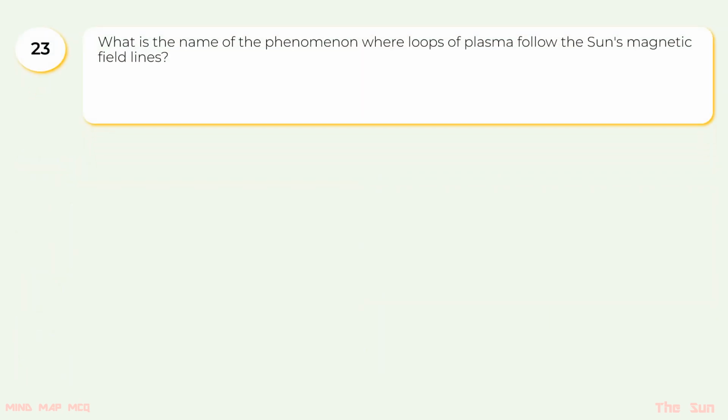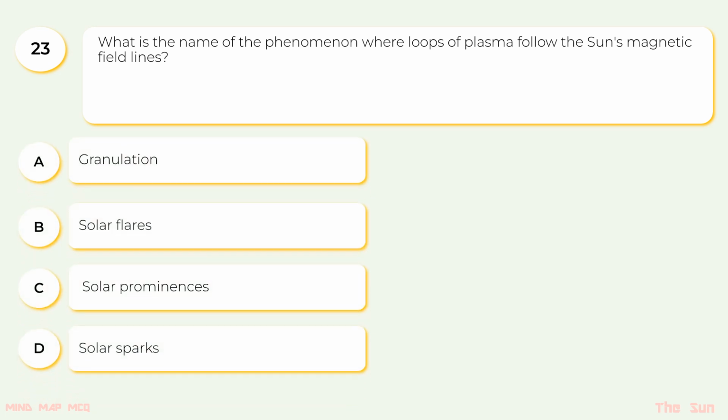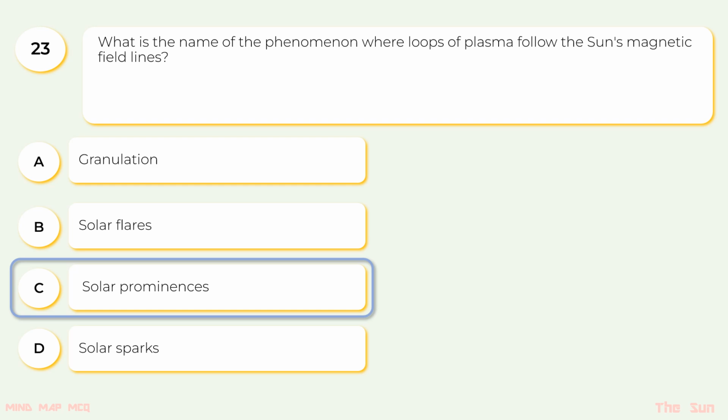Question 23. What is the name of the phenomenon where loops of plasma follow the sun's magnetic field lines? The options are A, granulation, B, solar flares, C, solar prominences, and D, solar sparks. The correct option is C, solar prominences.